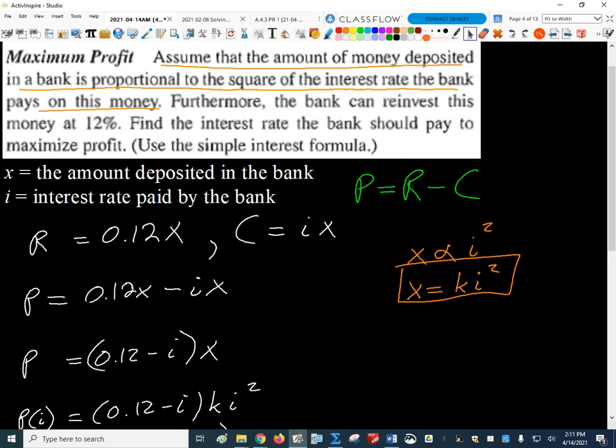This is the equation we get then. When we have a proportionality, we have to introduce this constant of proportionality to make it an equation. We know that if x is proportional to I squared, then x is equal to some constant times I squared. That's the substitution we can make right here. Then we end up substituting for x, and so now my profit function no longer has two inputs. It only has one input variable, which is I.